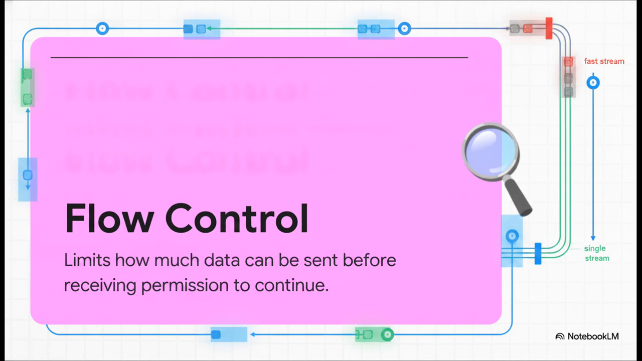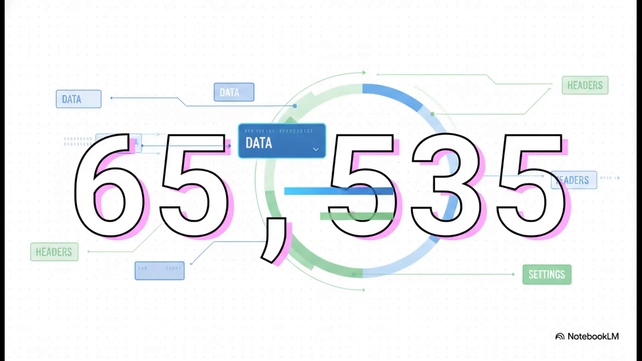In a multiplexed environment, if you didn't have this, one super fast stream could just gobble up all the available buffer space. And unlike TCP flow control, which is end-to-end, this is a very granular hop-by-hop mechanism. Every single stream keeps a flow control window, which basically operates as a credit system. It defaults to 65,535 octets, and this depletes as data frames get sent over.